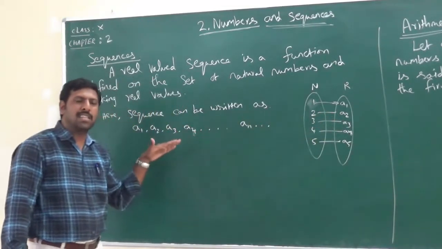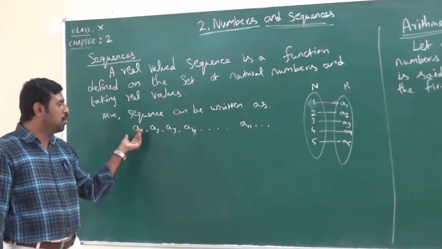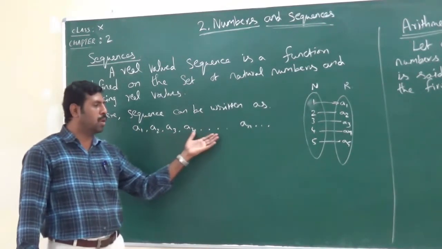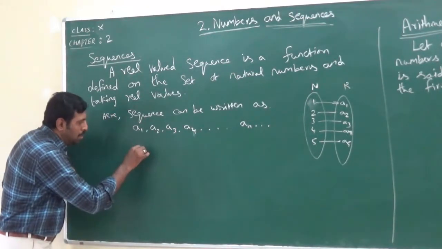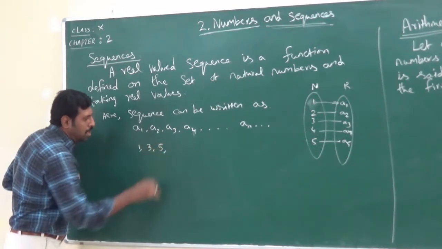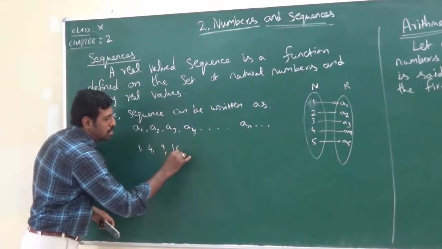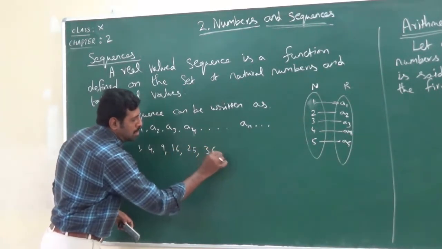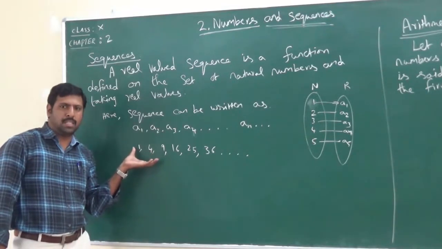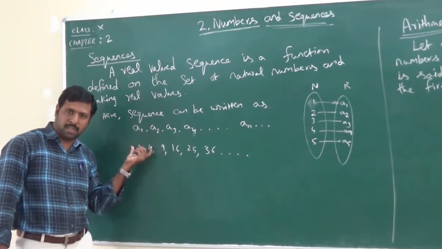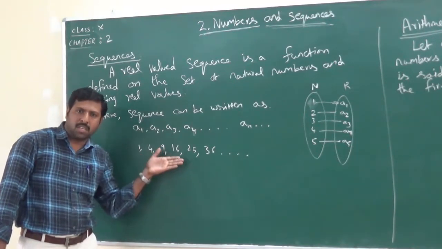The sequence is arranged in some specific order. The sequence can be written in the form A1, A2, A3, A4, like this, up to the An term. For example, if you take 1, 3, 5, or 1, 4, 9, 16, 25, 36, this arrangement in some specific order is called a sequence. All the arrangements of elements are called a sequence.